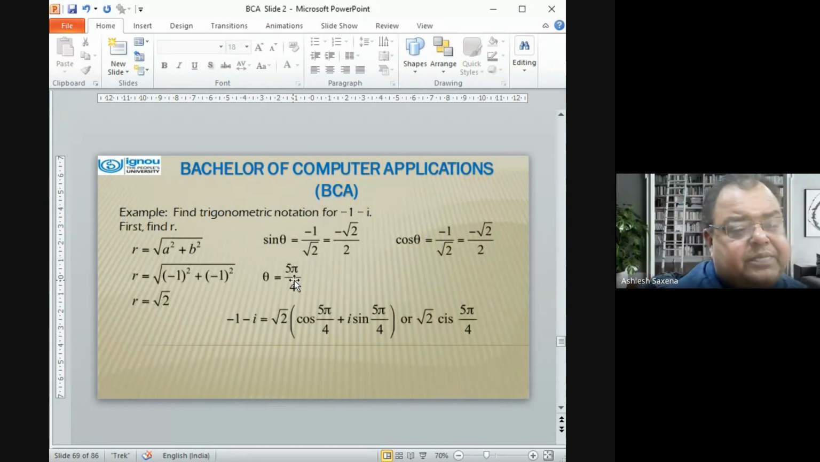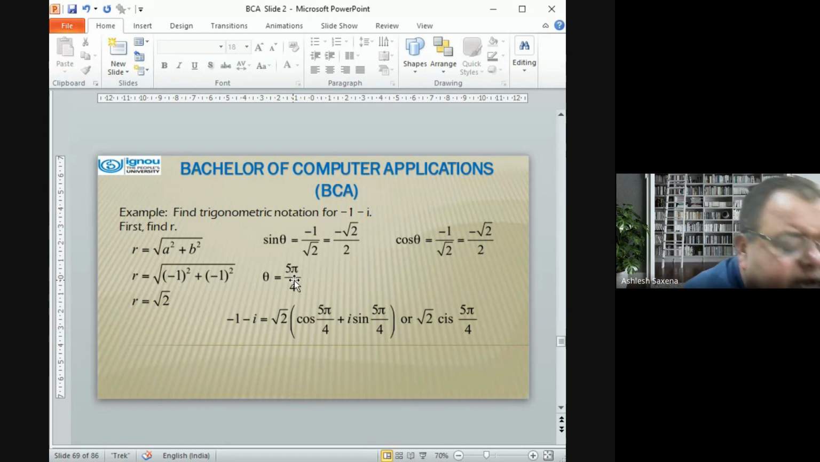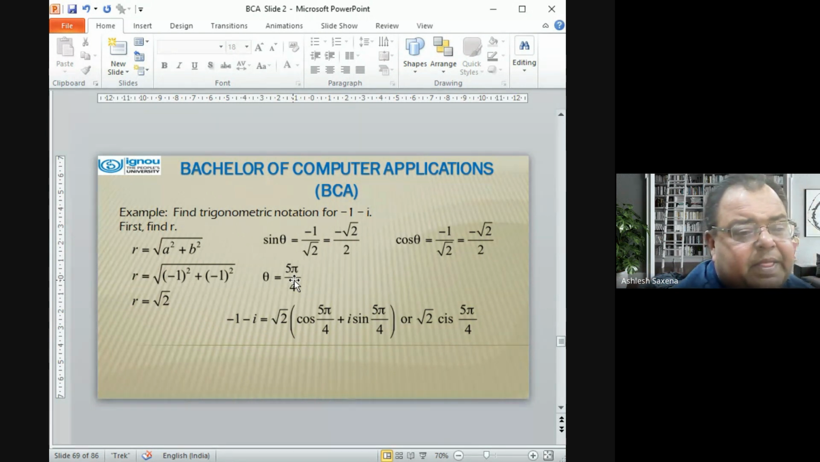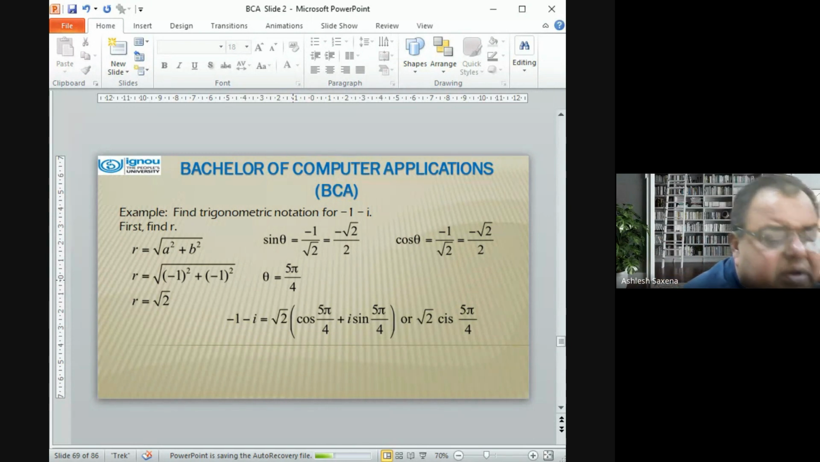Now you can see, find the trigonometric notation for -1 minus iota. What will we be doing? Trigonometric notation means you have to write your answer in terms of sin theta, cos theta and r. So we know that r is equal to under root a square plus b square. What is the value of a? a is -1. b is again -1. So this will become under root 2. Leave that aside. Now move to sin theta.